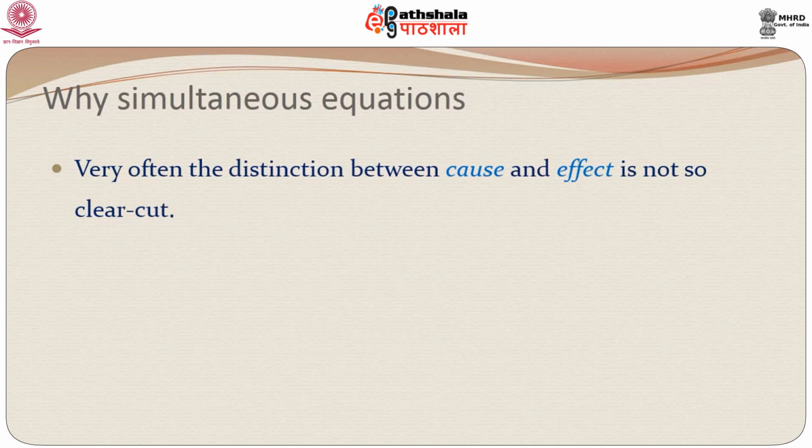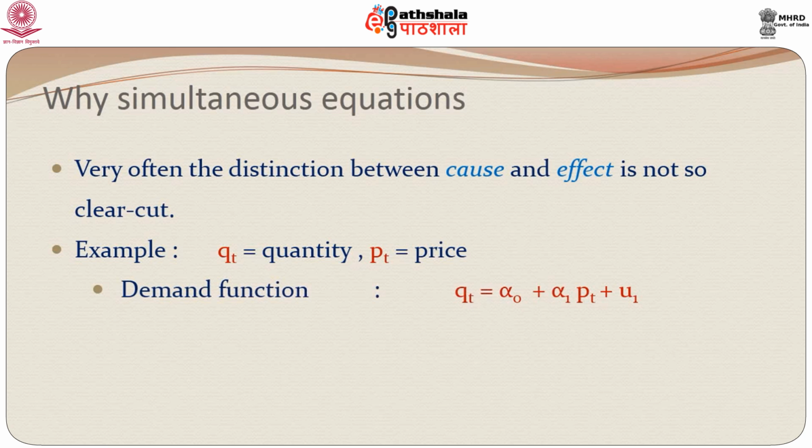However, very often this well defined one directional cause effect may not be available. So, in cases of economic studies, this cause and effect is not so distinct or clear cut. As an example, we can look at the quantity of a good demanded. Let us look at Qt as the quantity and Pt as the price of the commodity. Now, we say that the demand function is Qt is a function of Pt. So, if you take a linear function, Qt is equal to alpha naught plus alpha 1 Pt plus the disturbance term U1.